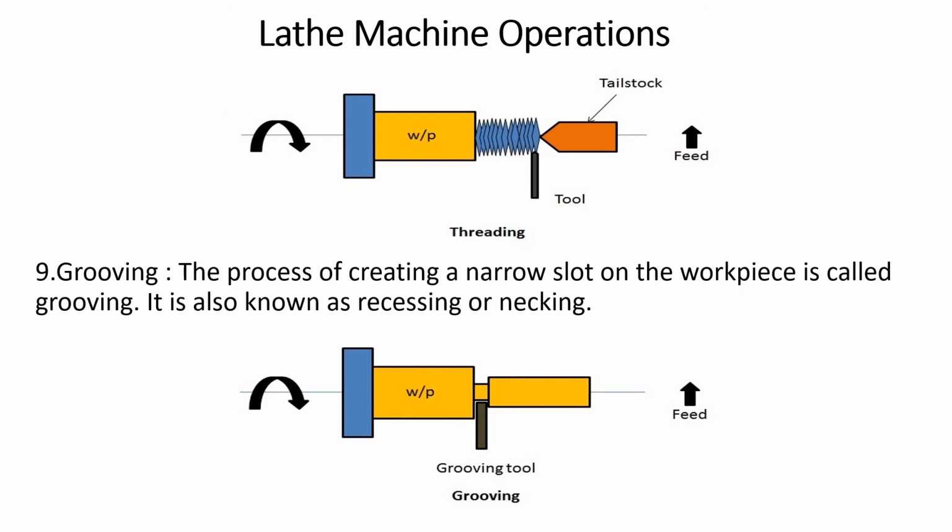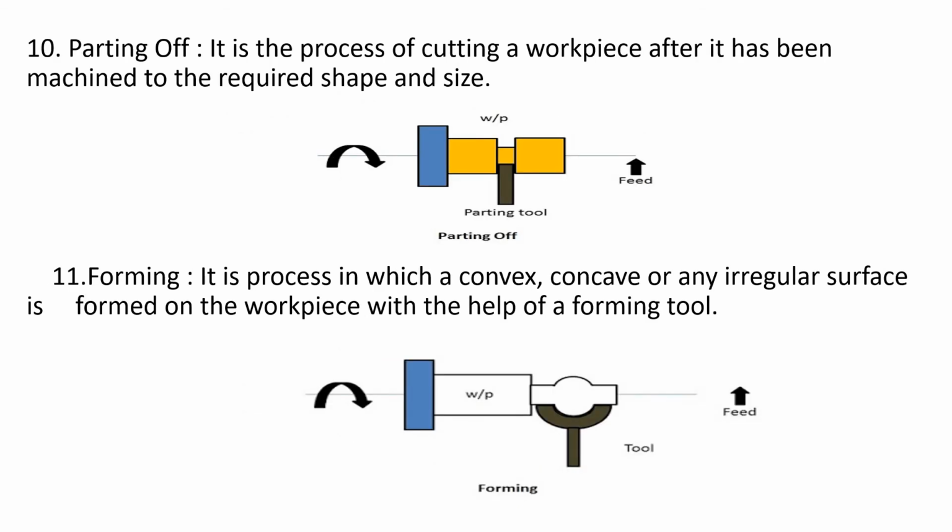Grooving. Grooving means creating a narrow slot. In the diagram we can observe the narrow slots made by grooving. Next, parting off. Parting off means that after machining, the excess material is removed. That is called cutting. Parting off is nothing but a cutting process, cutting off the excess of a workpiece. It is done by a parting tool. Next, forming. It is a process in which a convex, concave, or any irregular surface is formed. Forming is nothing but forming different shapes on a workpiece by using a forming tool. So these are the operations done by the lathe.